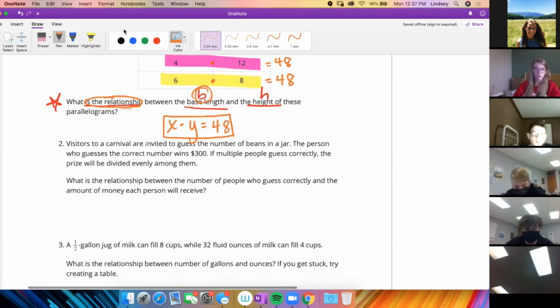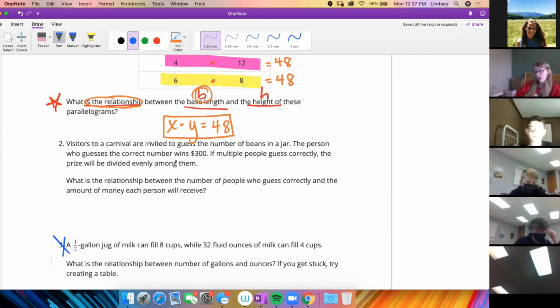All right, we're not doing number 3. Number 2 is one like we've had in homework. So y'all really pay attention because I'm going to make a prediction here that a lot of y'all are going to do this backwards. I only say that because everyone in all my other classes has. So really listen to me while I break this down. It says visitors to a carnival are invited to guess the number of beans in a jar. We've all guessed how many beans are in a jar before. The person who guesses the correct number wins $300.